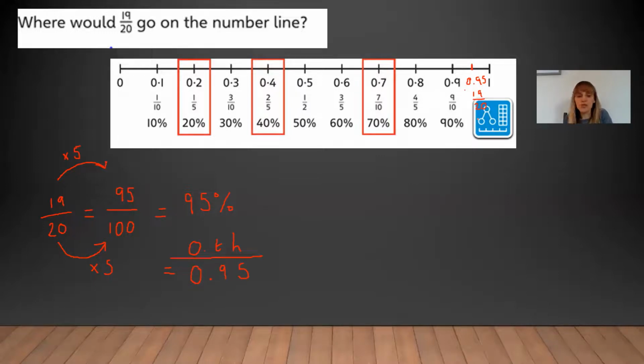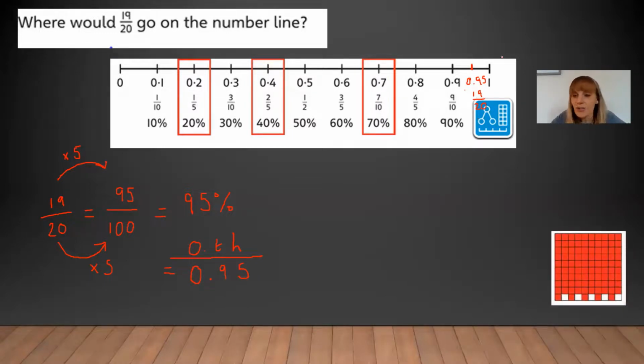So do you see, in order to do this, you have to have either the same denominators, or they have to be written in decimals or in percentages in order to be able to put them onto the same number line. And here at the bottom, I just remembered I've popped this one in. Look, there it is represented on a grid. So it's 95 hundredths shaded in.